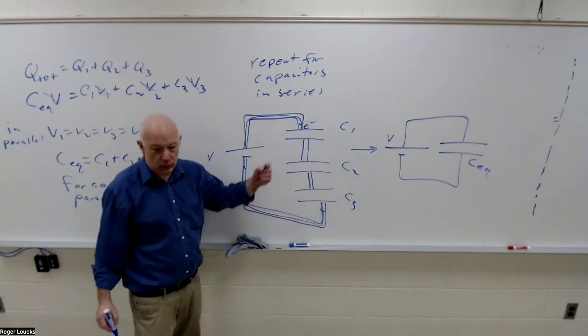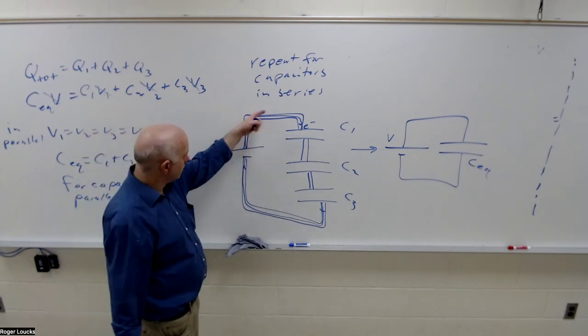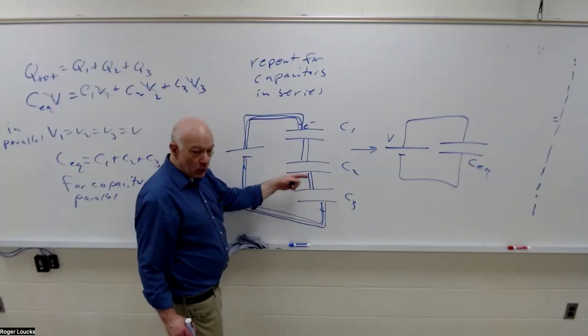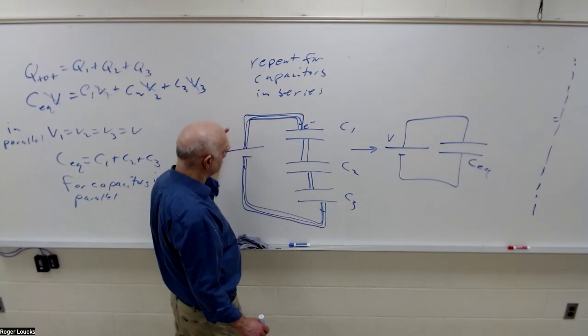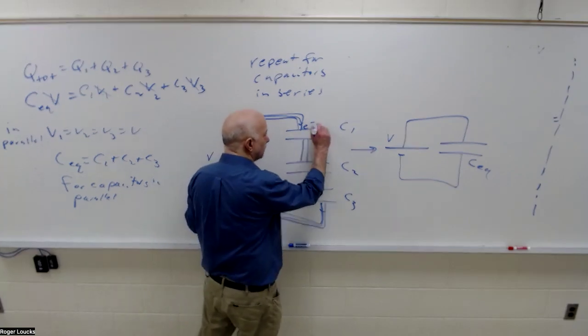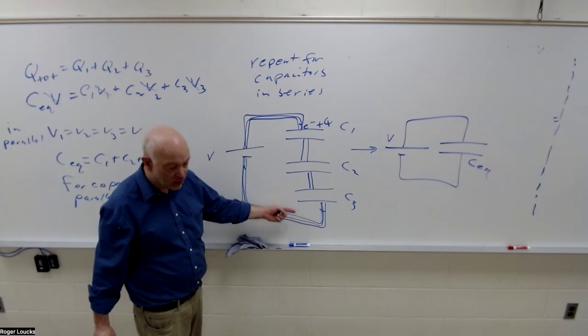If you're a little electron here, what happens to you? You come over here and then you hop over to here. More charge is going to go this way, and then more charge will go this way, then more charge will go this way. So this top plate is going to get a charge of plus Q. What about this bottom plate here? Minus Q.